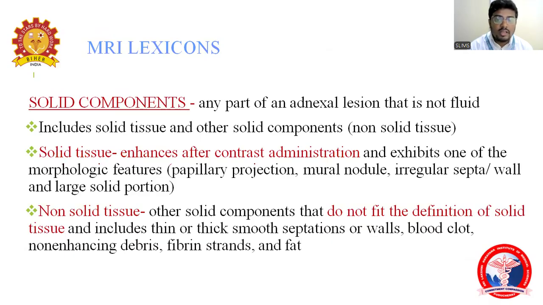Solid components. Any part of the adnexal lesion that is not fluid will be considered as solid component. It is divided into either solid tissue or other solid component, which is known as non-solid tissue. Solid tissue is a part of the lesion which enhances after contrast administration and exhibits one of the morphological features like papillary projections in case of serous tumors, or mural nodule, or an irregular septa or wall in case of borderline and malignant lesion, and large solid portions.